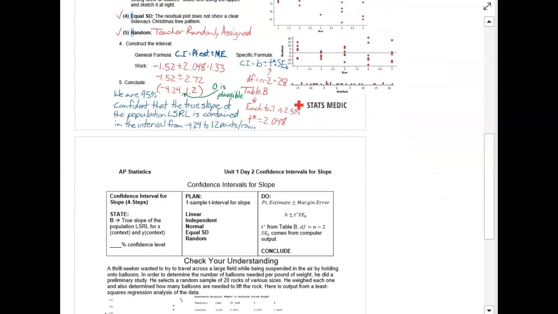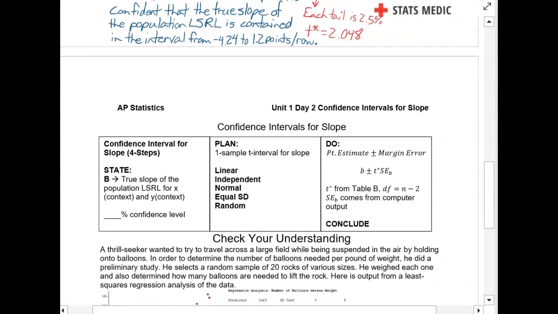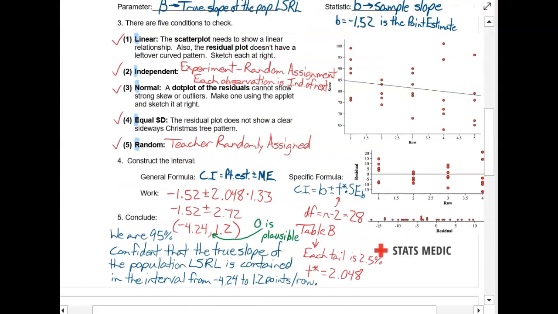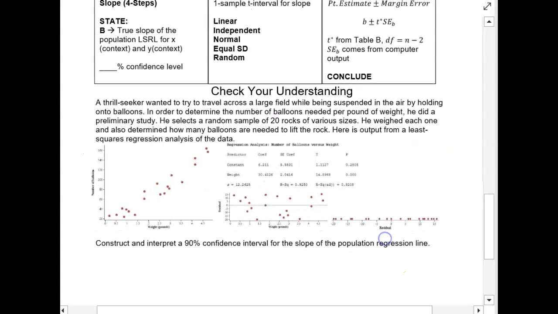So as we think about this, just going through this whole process here, we state we are estimating for our beta, the true slope. We have some kind of confidence level. We're running a one sample T interval for slope this time. We check our 5 conditions, and then we do the calculations and make our conclusions. So very similar to what we've done before, just a new context dealing with slope, and the conditions are really where this is going to be different. So take some time, try this with this check for understanding, and we'll see how you can do.